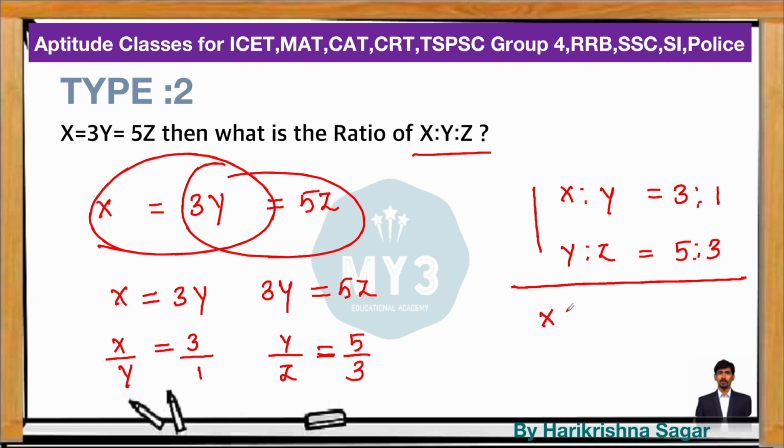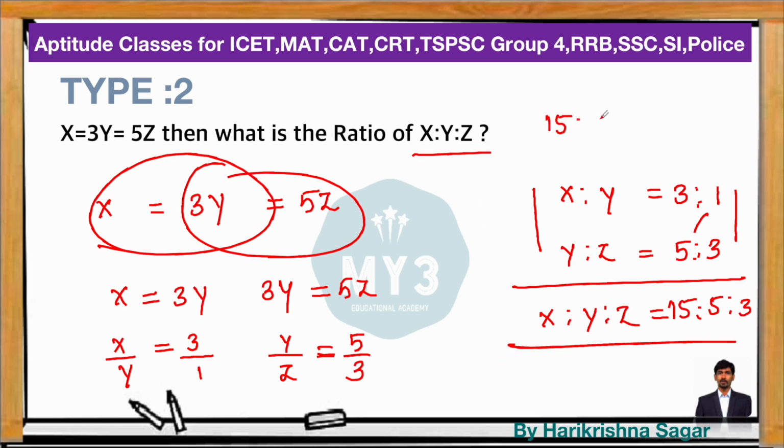To get the x value, just multiply the first terms, that means 15. To get the y value, multiply the cross terms, which is 5. To get the z value, multiply the last terms, which is 3. So x is to y is to z is the question, so we can say the answer is 15 is to 5 is to 3. But doing it like this takes a lot of time.